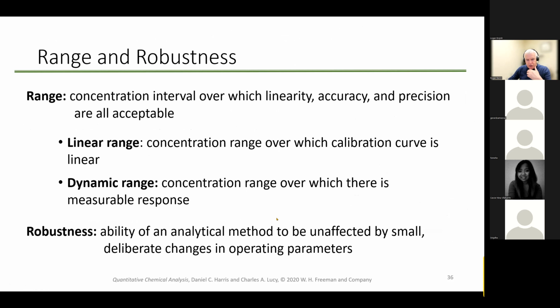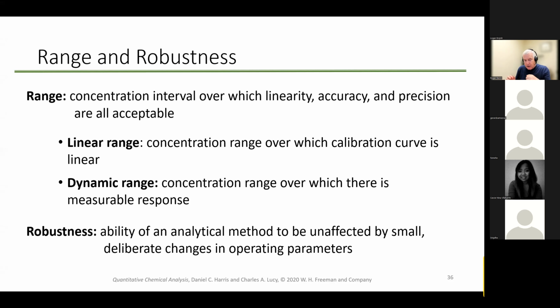So range: there's the linear range, there's the dynamic range, and there's a linear dynamic range, which is the intersection of those two concepts. It's basically talking about the calibration curve, the range over which it continues to change, and then the range over which it's linear.